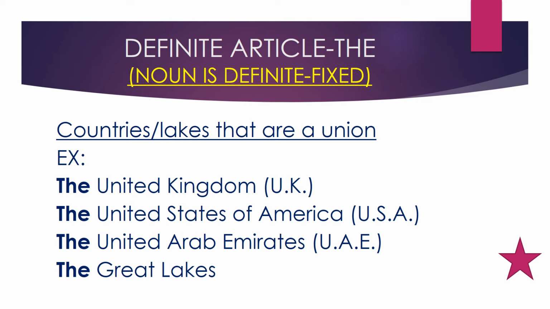We also use the before names of those countries or lakes that are a union. We will never say the India. We will never say the Pakistan. We will never say the Japan. We will never say the Australia. But we will say the United Kingdom, because United Kingdom is a union of various other countries. The United States of America is also a union of various other places. The United Arab Emirates is also a union, so we use the before these names. The Great Lakes is also a union of various other lakes.